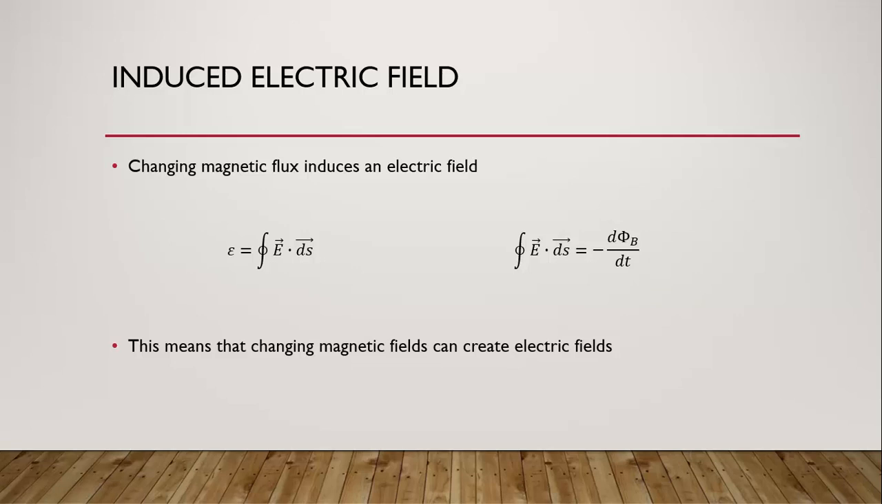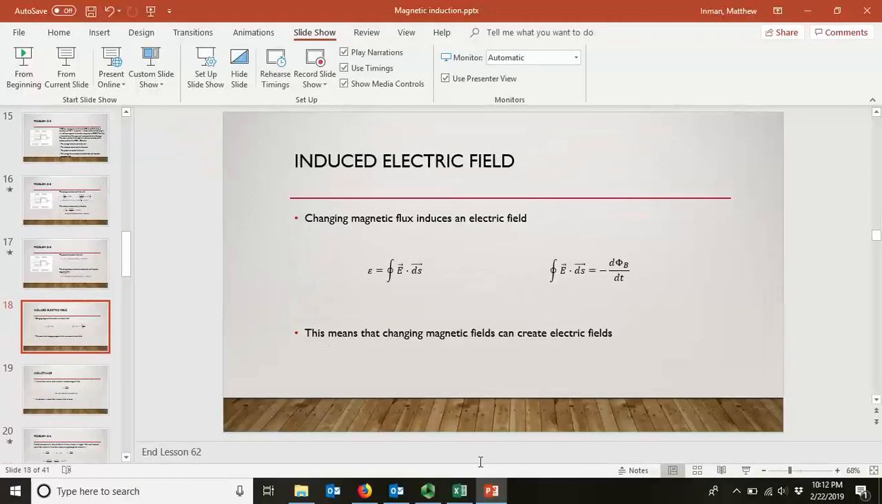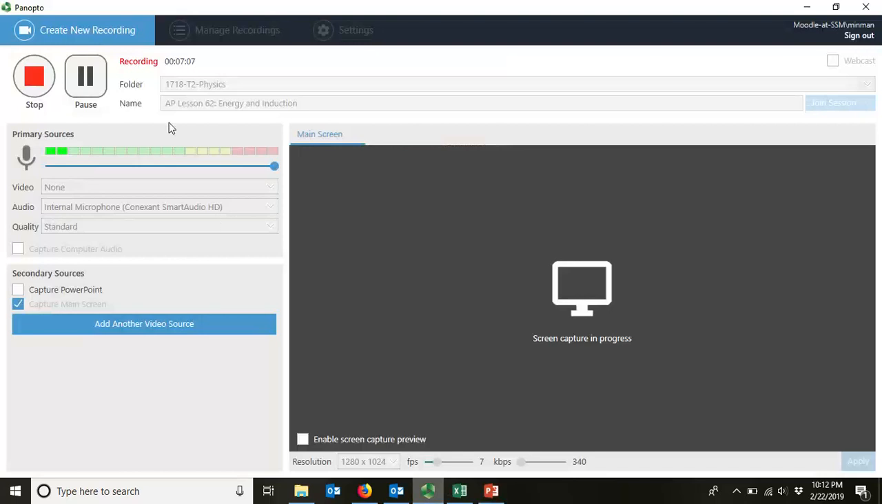That's actually a pretty cool idea when you think of it. The changes in magnetic field induce an electric field. What we'll see later on is that a change in electric field can also induce a magnetic field. This works in both directions. So that kind of wraps up our lesson on energy and induction, and really force and induction, and how these things work in concert with one another.